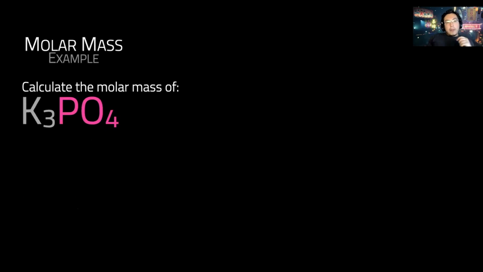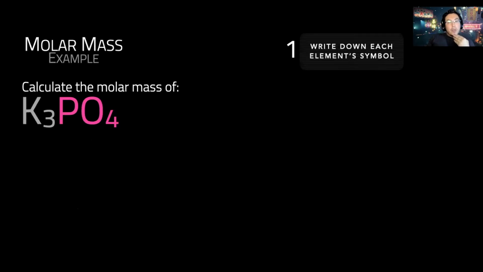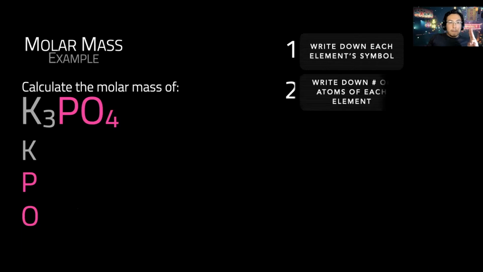So calculate the molar mass of potassium phosphate. First, write down the elements for each. We're using potassium, phosphorus, and oxygen. Now write down the number of atoms for each of these elements that we have in the formula.